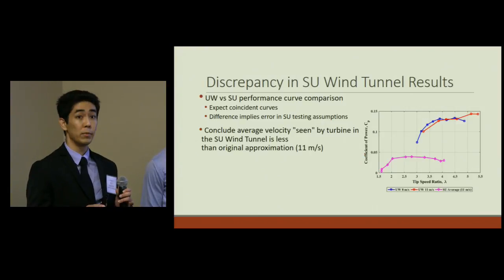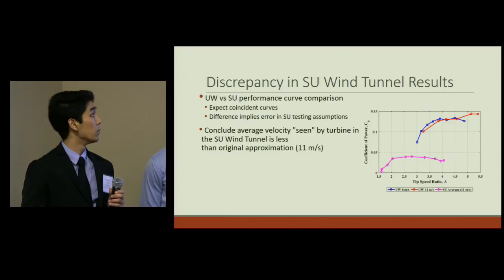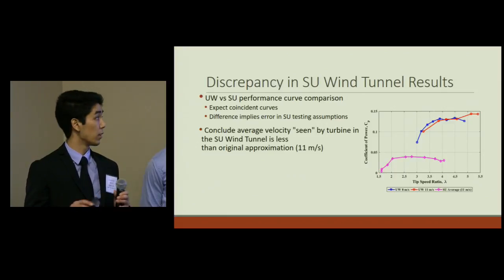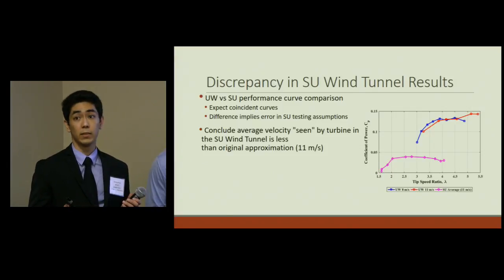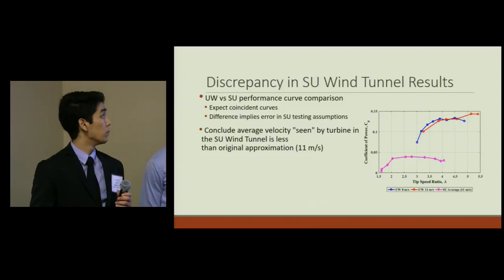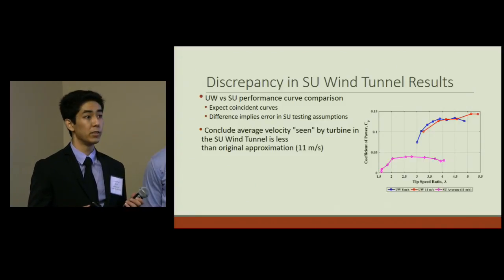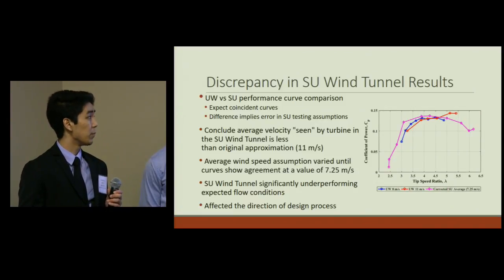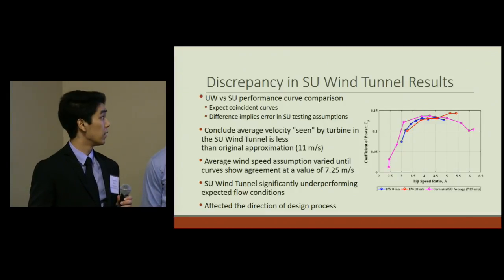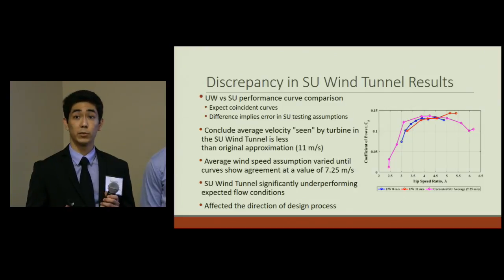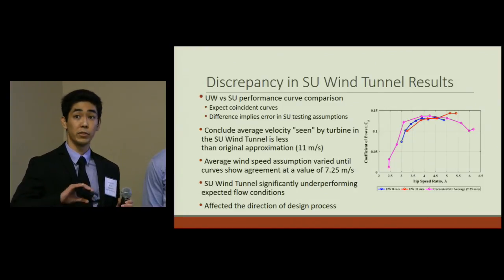Zooming in on the discrepancy between performance curves. Ideally, we expect coincident curves because everything is non-dimensionalized. But there's obviously a difference. So we went back to the average velocity assumptions we previously made, and we're concluding that it must be less than 11 meters per second. By varying the average velocity seen by the wind turbine in our non-dimensionalization, we found that at a wind speed of 7.25 meters per second, all three curves show much more agreement.